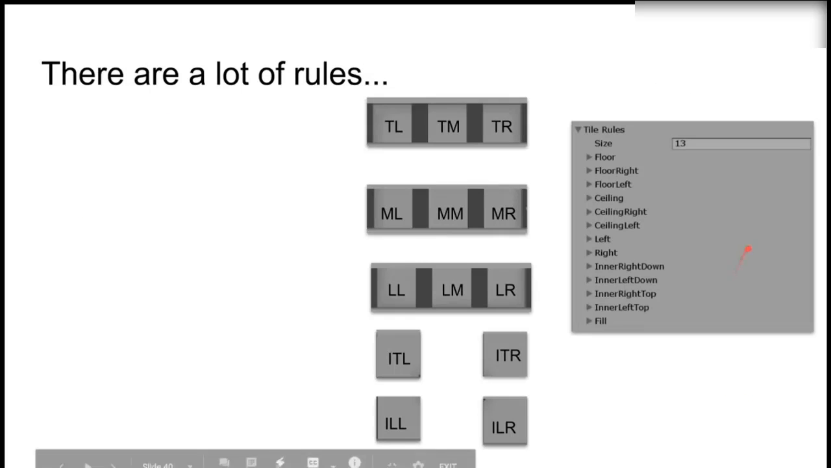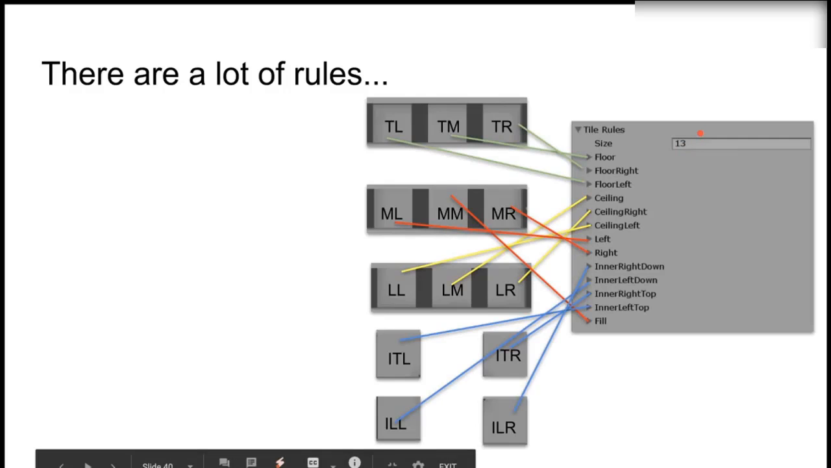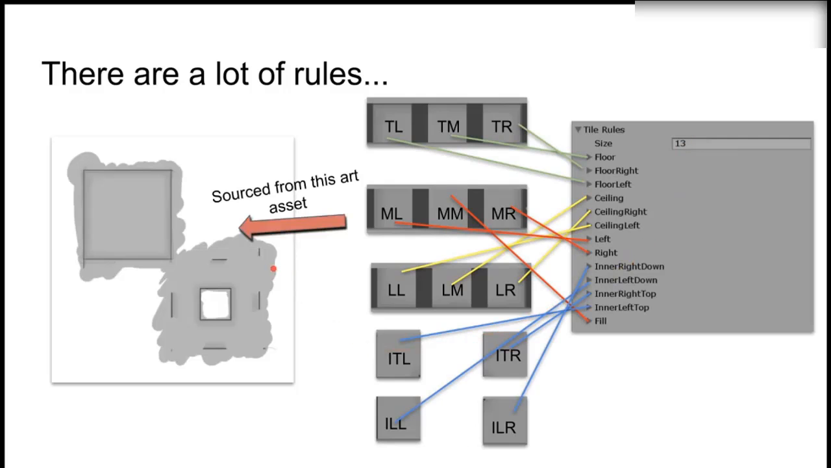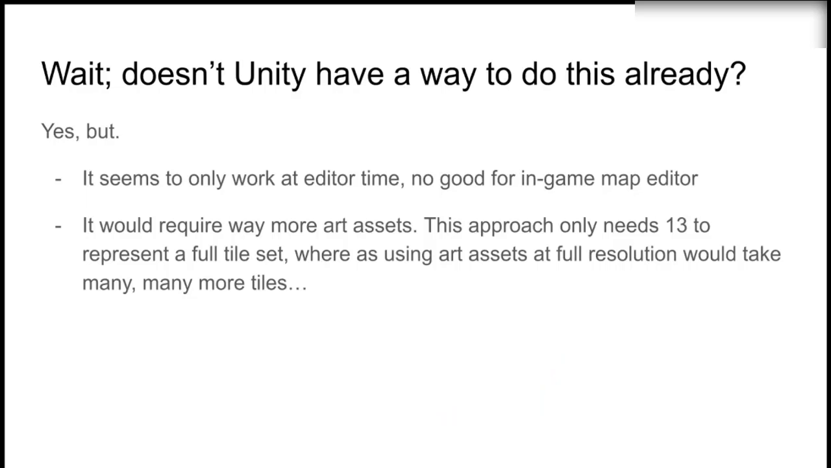And so there are quite a few of these rules. There's 13, in fact, and they map to these 13 tiles, which is not really important, but they're sourced from this one image. And yeah, that's how that works. I think it's pretty straightforward.